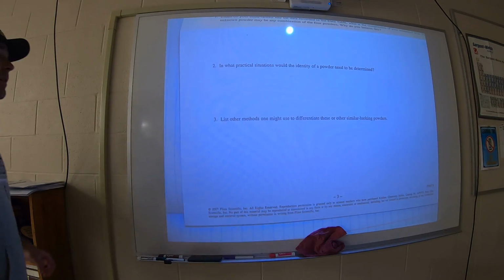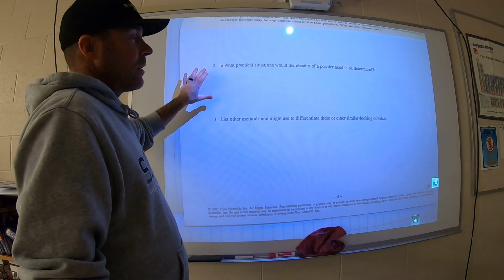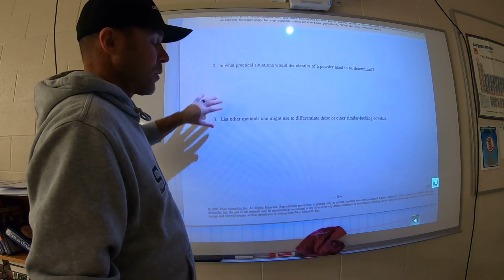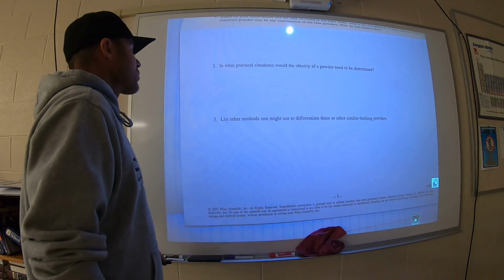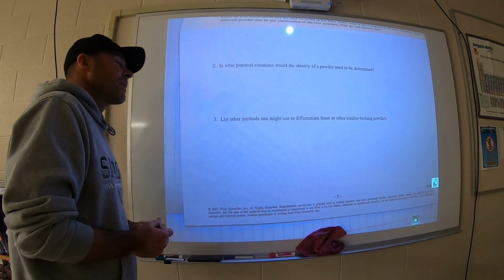Let's discuss the kitchen chemistry lab. We only answered questions 2 and 3. Make sure you submit the data table and questions 2 and 3 to me. The first one says, in what practical situations would the identity of a powder need to be determined?